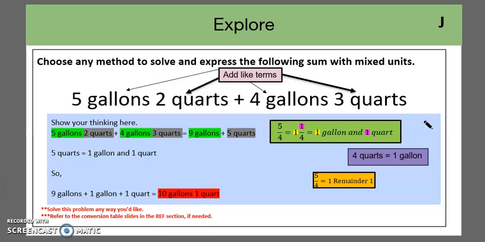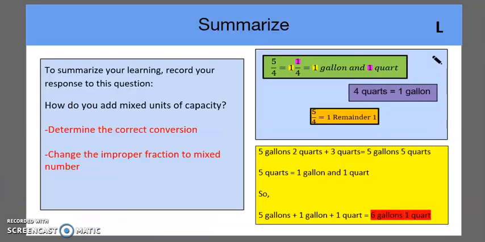Now we're going to move on to our summarization. When thinking about how to add mixed units of capacity, you first want to determine the correct conversion. Here we see 4 quarts equals 1 gallon. And then we want to change the improper fraction to a mixed number.